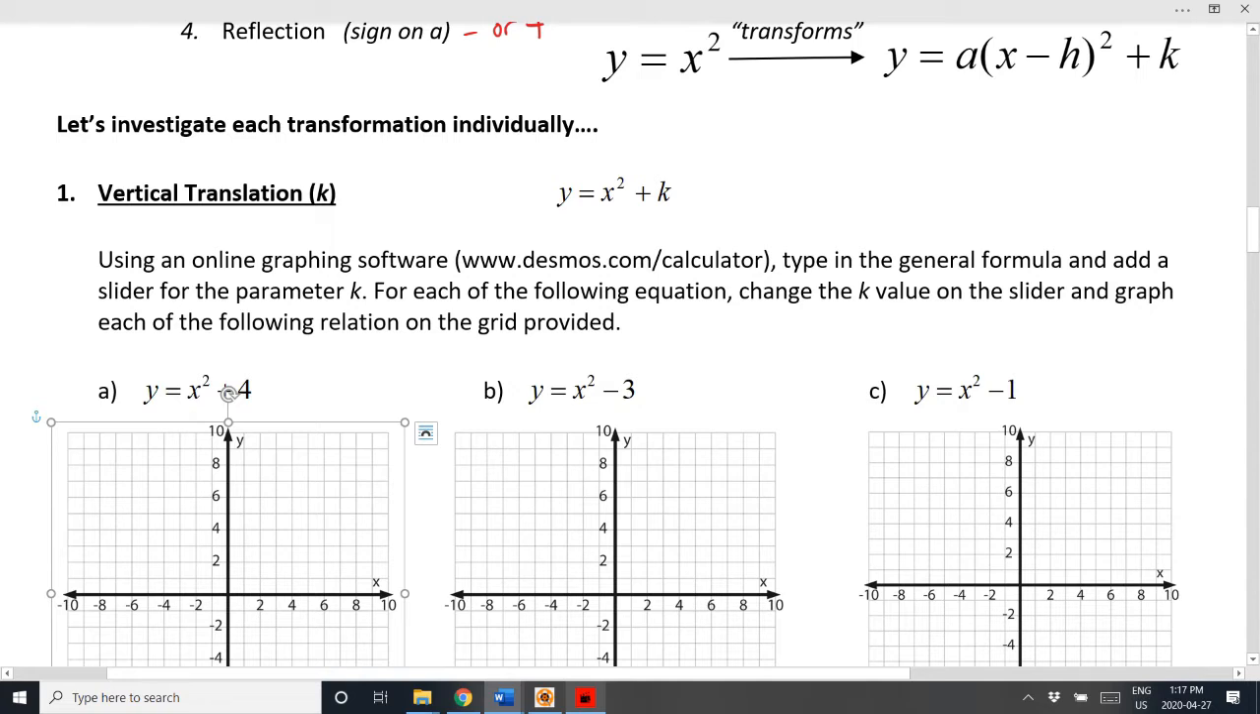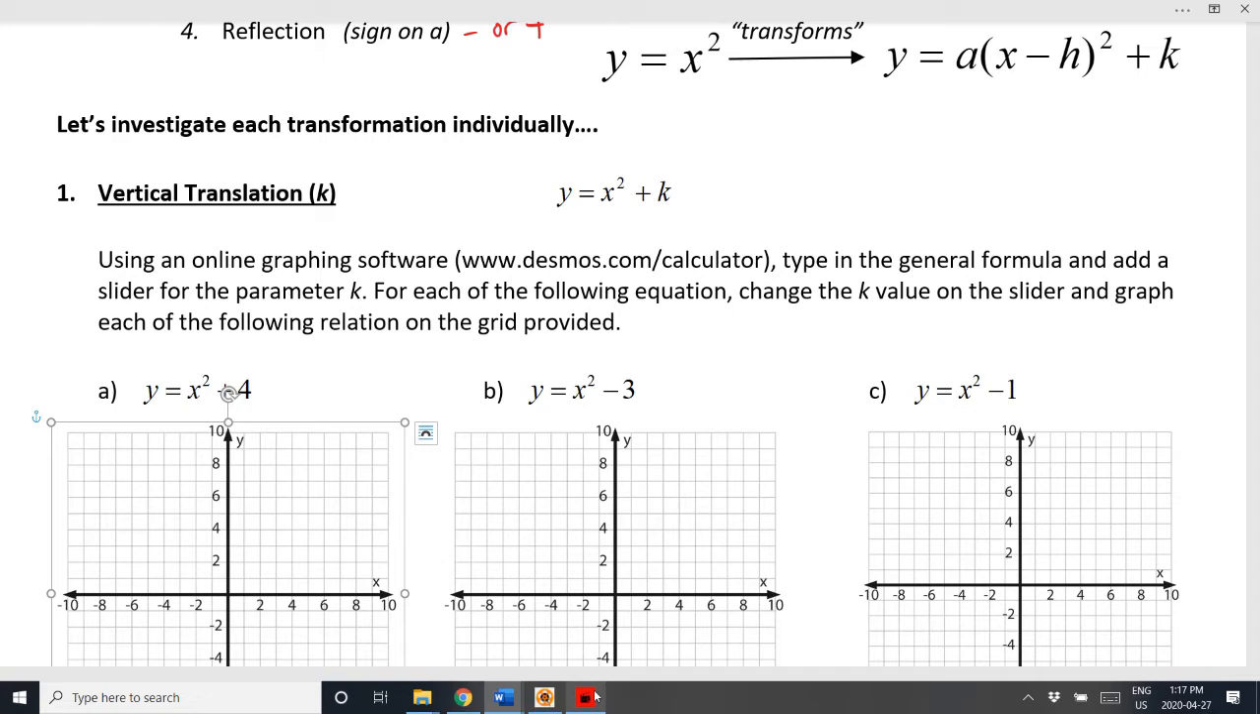So now we're going to use Desmos to investigate each transformation individually and then put it all together. The first one we're going to be looking at is a vertical translation. So we're going to go to desmos.com and type in the general formula and add the slider for the parameter k. Then we're going to check out each of the following equations, change the k value on the slider and see how the graph will respond, and we'll be able to graph it manually here back on our lesson sheet.